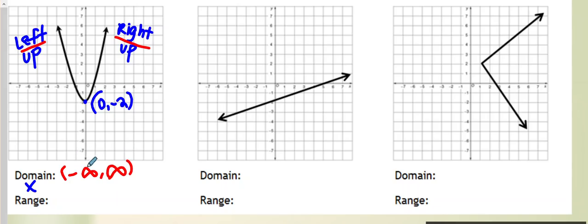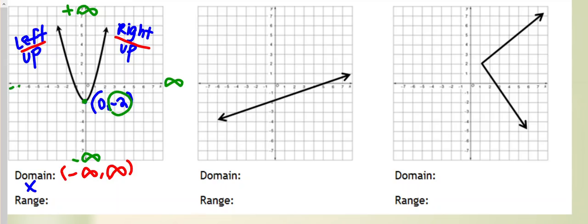For range, okay, again, you're reading from the bottom up. My graph continues up forever and ever and ever. So forever and ever means that this is going to be +infinity. Forever up is +infinity. Forever down is -infinity. Forever to the right is +infinity. And forever to the left, -infinity.